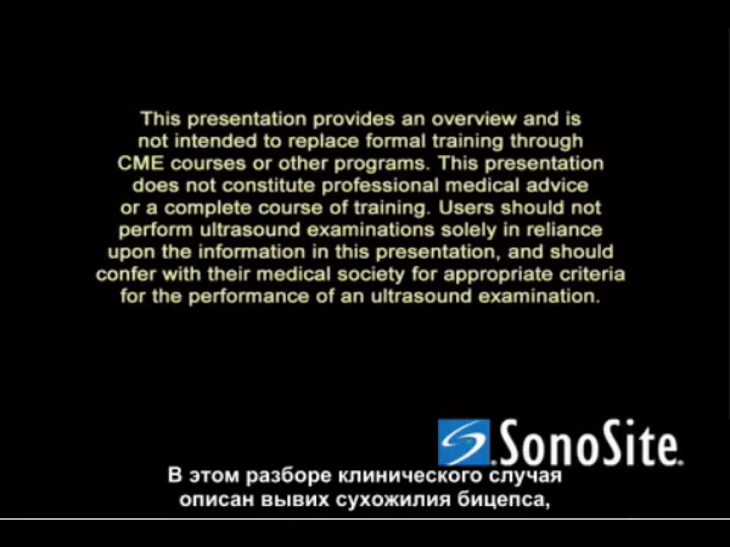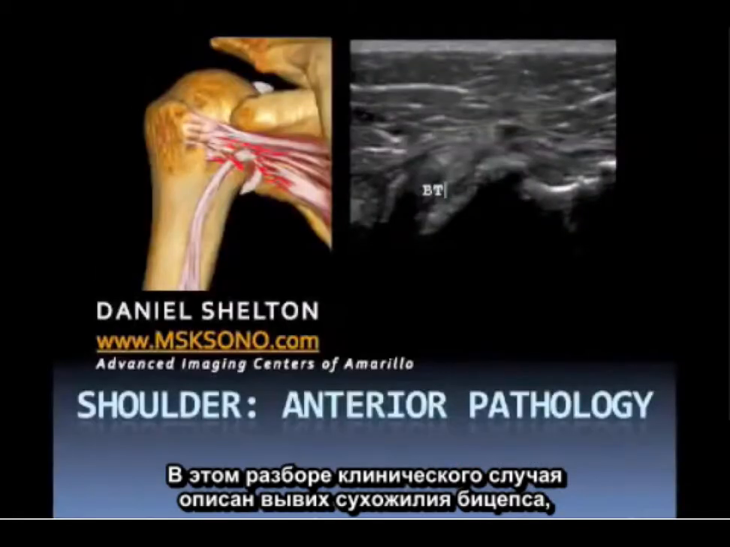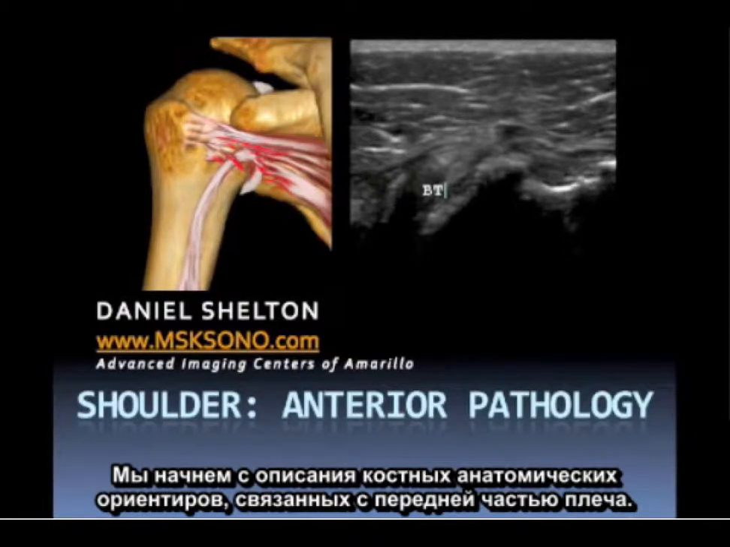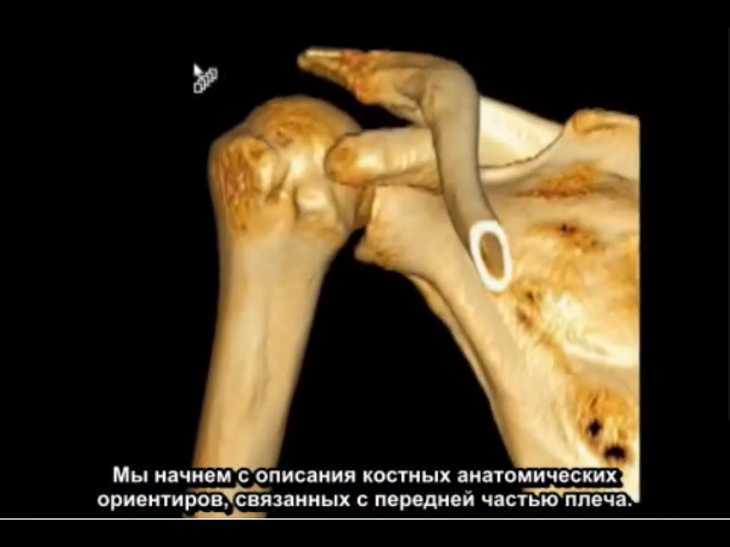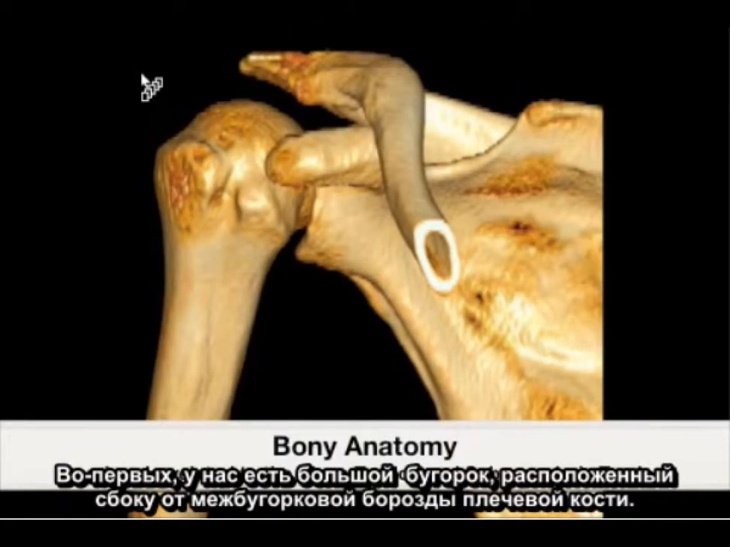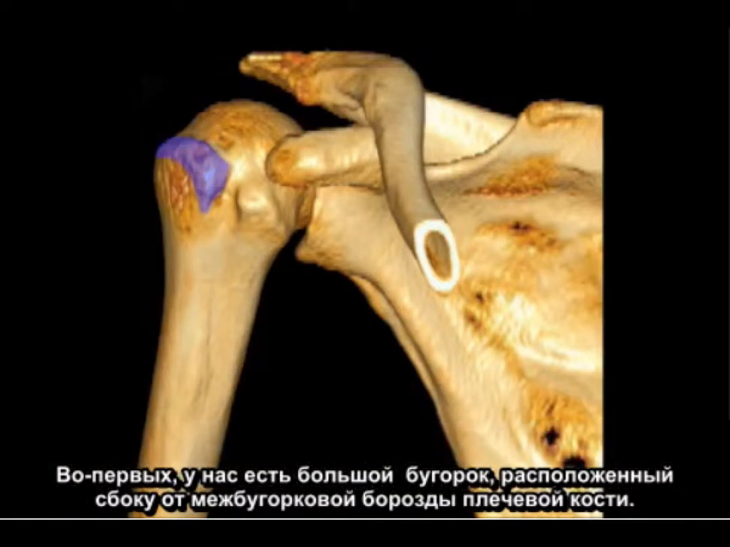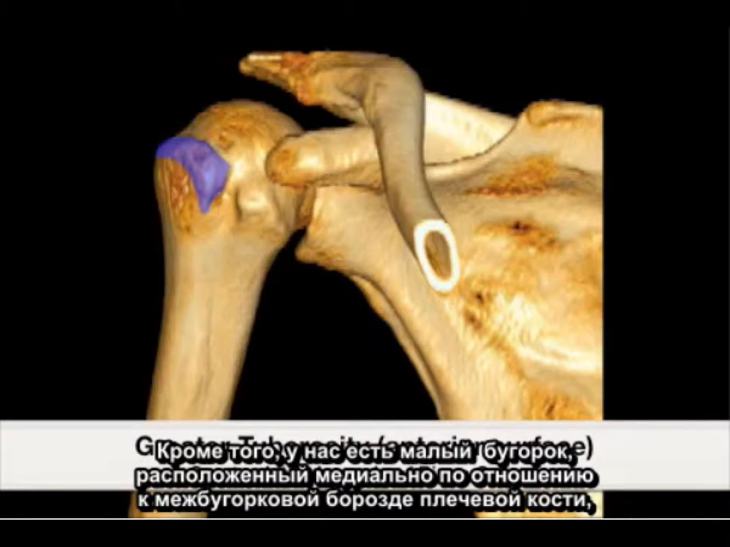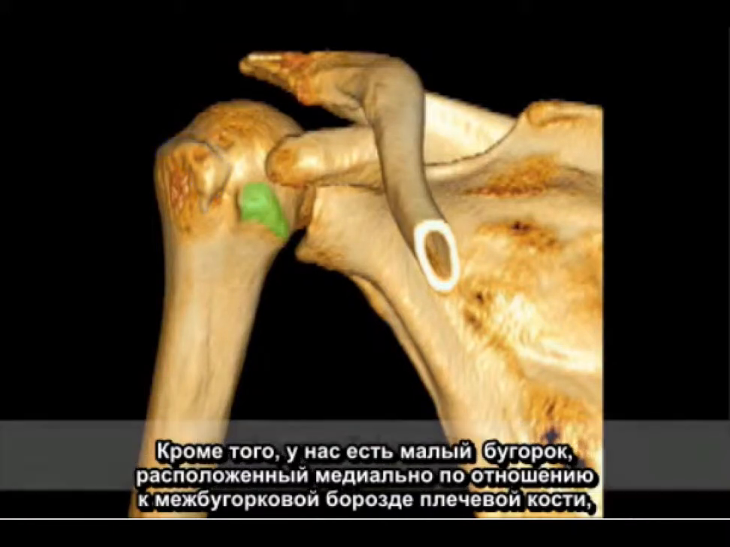This is a case study describing a dislocation of the bicep tendon as well as a full thickness tear of the subscapularis. We'll begin by describing the bony anatomical landmarks associated with the anterior shoulder. First, we have the greater tuberosity located lateral to the bicipital groove. Next, we have the lesser tuberosity located medial to the bicipital groove.